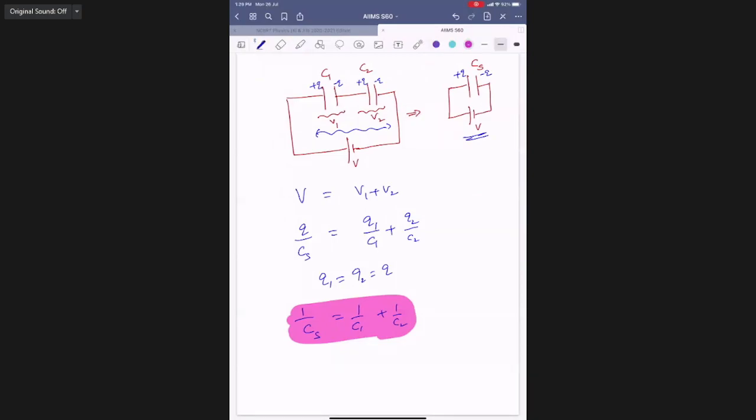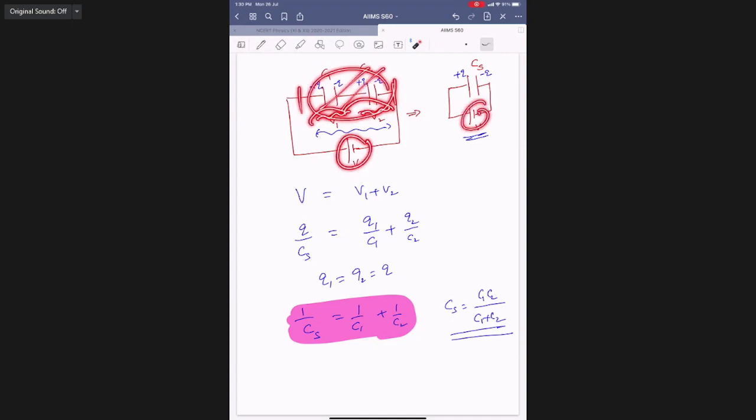This is the rule, or we can say C series is C1 C2 by C1 plus C2. The potential difference across the first one is V1, and the total potential across the combination is V1 plus V2. Q1 and Q2 must be the same, as we already know for series, because there is only one path for the capacitors.